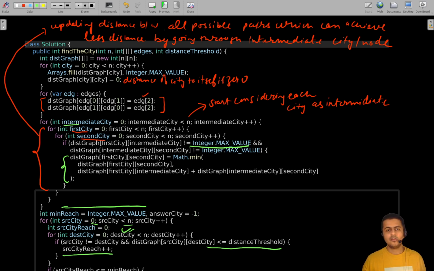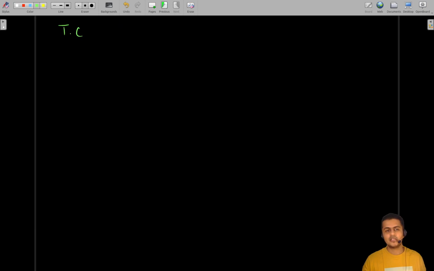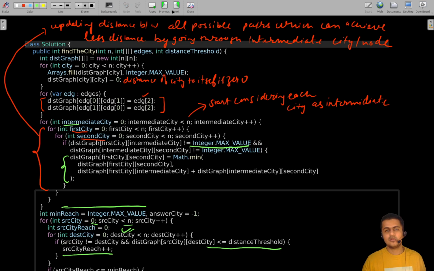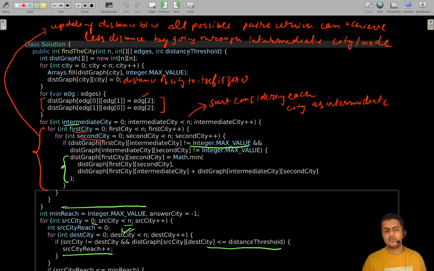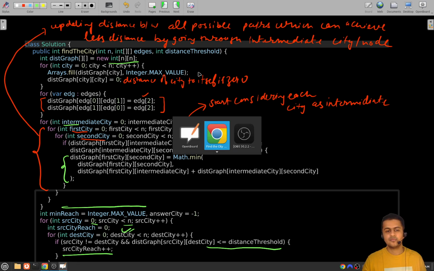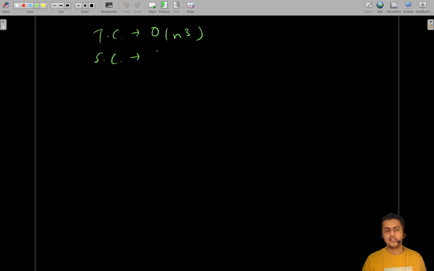And if we talk about the complexities, time complexity wise, if there are n cities given to you, because of the use of this particular loop, as you are seeing it is a nested loop, so overall time complexity will be order of n cube. And space complexity wise, since we are using a 2D array of n square size, our space complexity will be order of n square. So this is the overall approach.